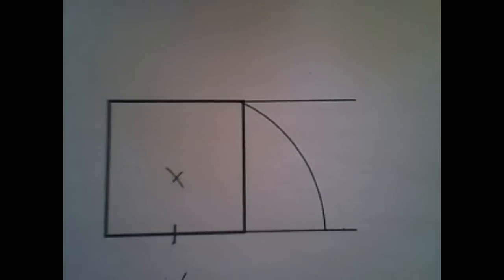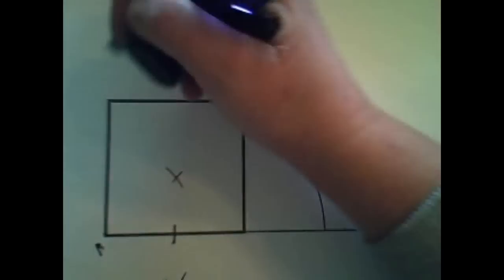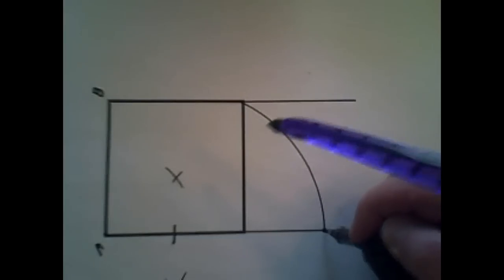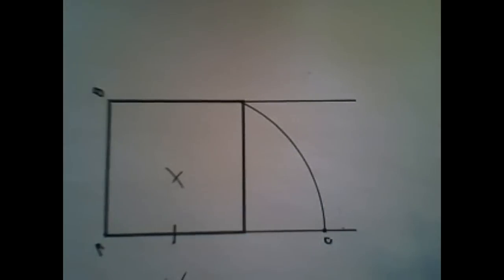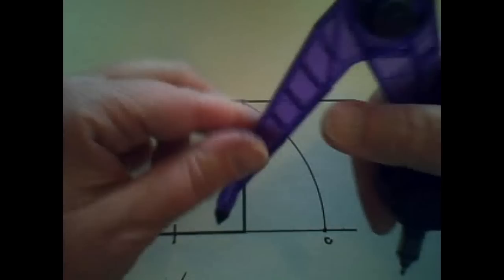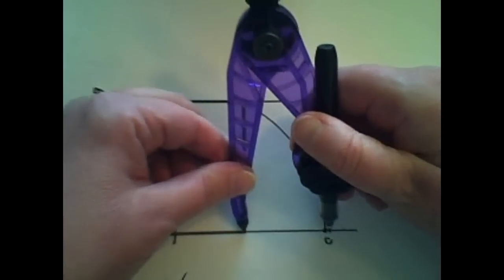Alright, now if you look at the distance from, and let me just label these so we know what we're talking about. Let me call this A, and let me call this B, and let me call this one C. Alright, so what we've got are basically 3 vertices of a rectangle. We simply need the 4th one up here. So what I'm going to do is take my compass and measure this distance.